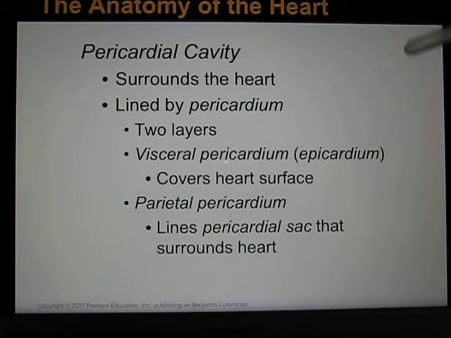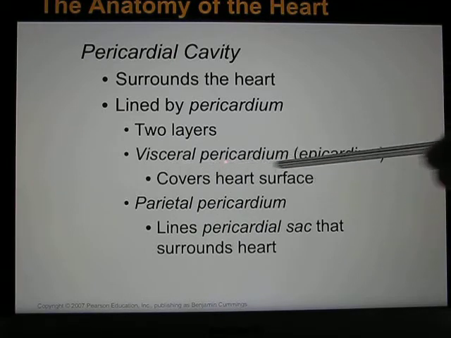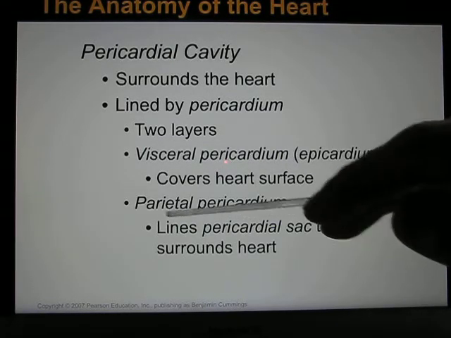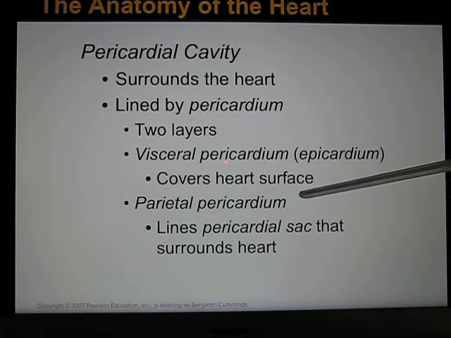Your heart is surrounded by a double membrane structure called the pericardium. The one that touches the heart is called the visceral pericardium. The one that touches the outside is called the parietal pericardium. And the cavity created between them is called the pericardial cavity.